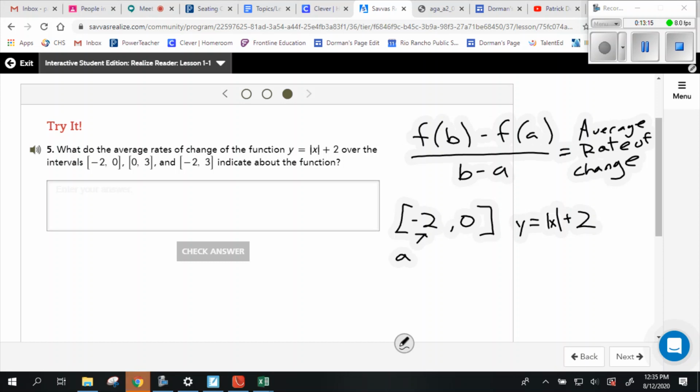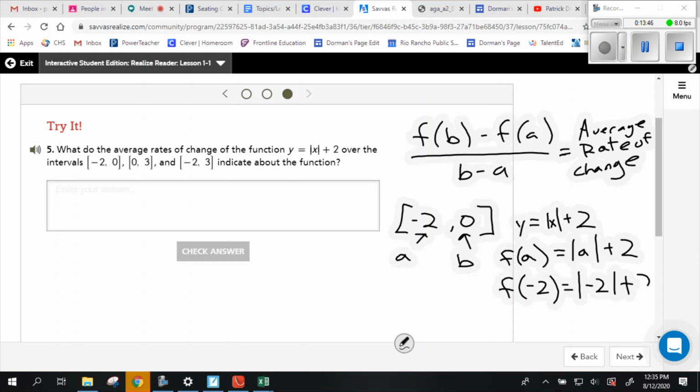So f of A would be, right, I just plug in A instead of x. So in this case, that's going to look like f of -2 is absolute value of -2 plus 2, which turns out to be 4, right? Because the absolute value of -2 is 4. All right, so f of -2, right? So that's f of a.